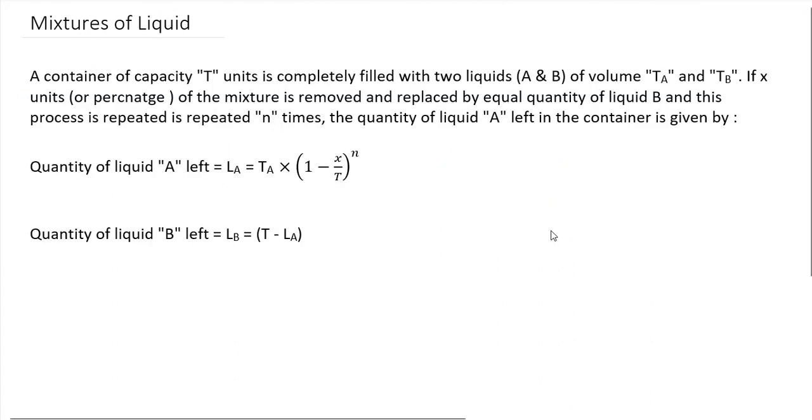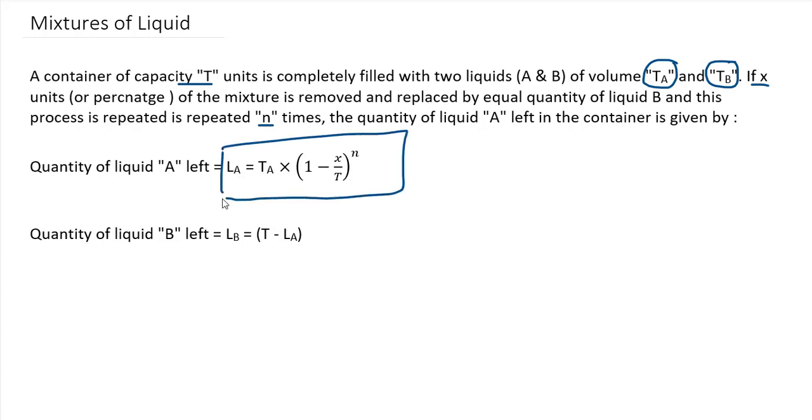Let us now understand the concept of mixtures in liquid. So here we have a container of capacity T units, which is completely filled with two liquids of type A and type B. The volume of the first liquid in the container is TA and that of the second liquid is TB. Now if X units of this mixture is removed and replaced by equal quantity of liquid B, and this process is repeated n times, the quantity of liquid A left in the container is given by this formula.